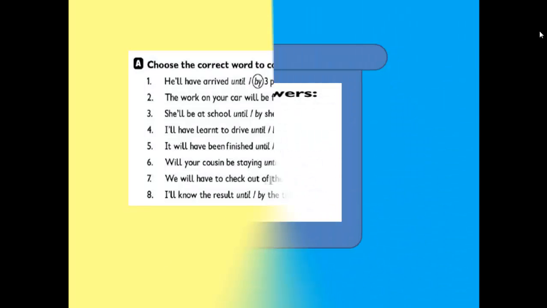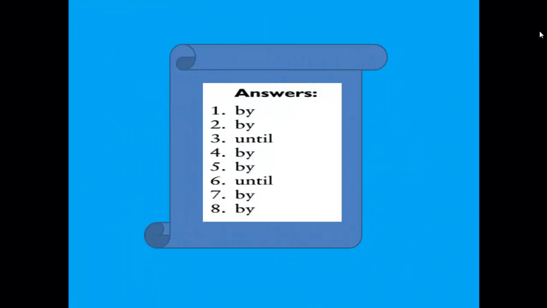Here you can see, my students, the answers. The first one by, the second by, the third is until, fourth is by, the fifth is by, the sixth is until, the last two are by.